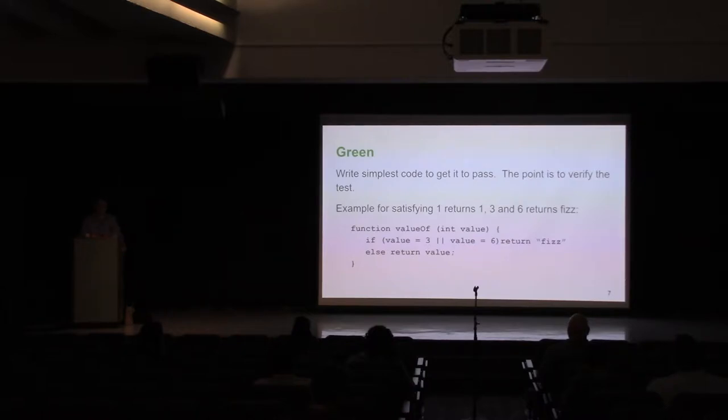Now in the green step, you write the simplest code to get it to pass. The point is basically to verify the test and to make it quick, so you don't want to overthink this stage. Again, I'm using a very simple example. Let's say that you already satisfied 1, 3, and 6. For the 6, you put in some code which says if value is 3 or value equals 6, return fizz.